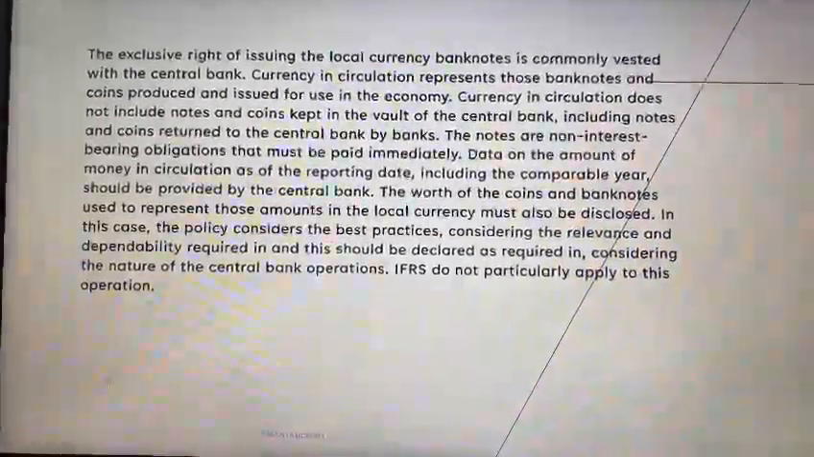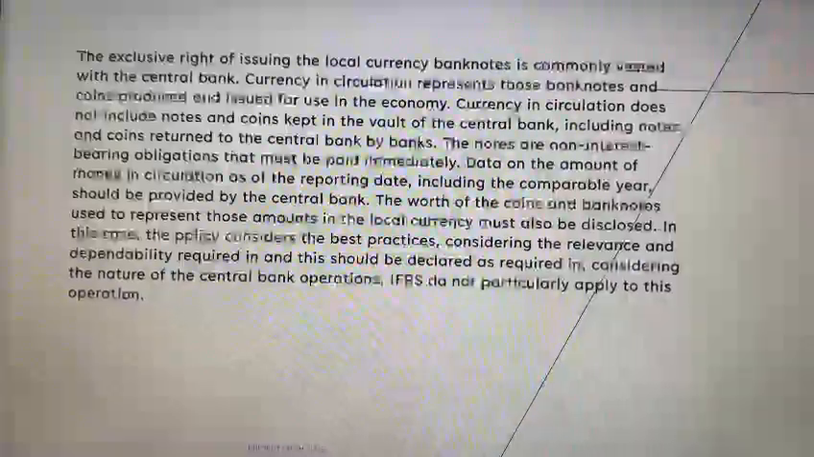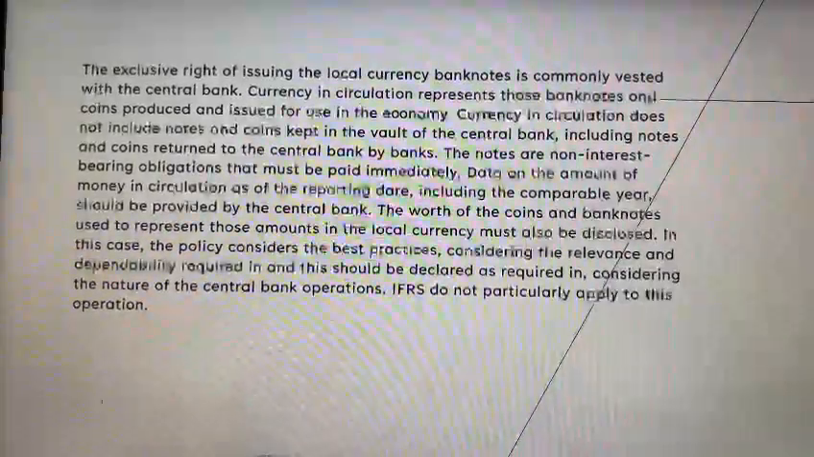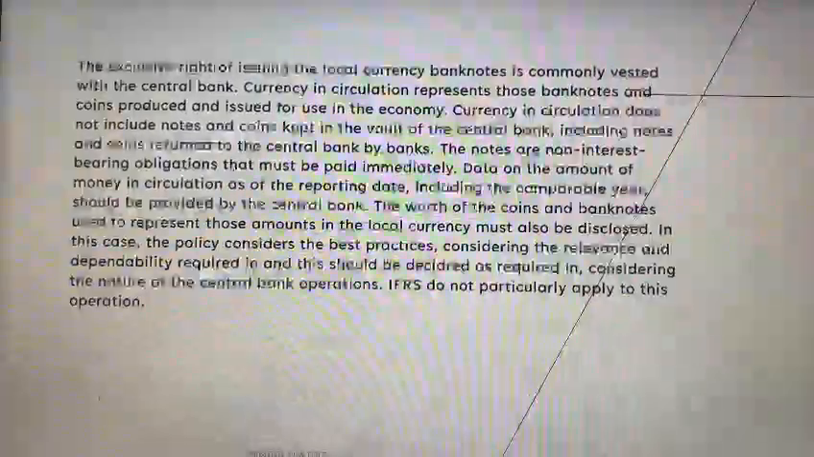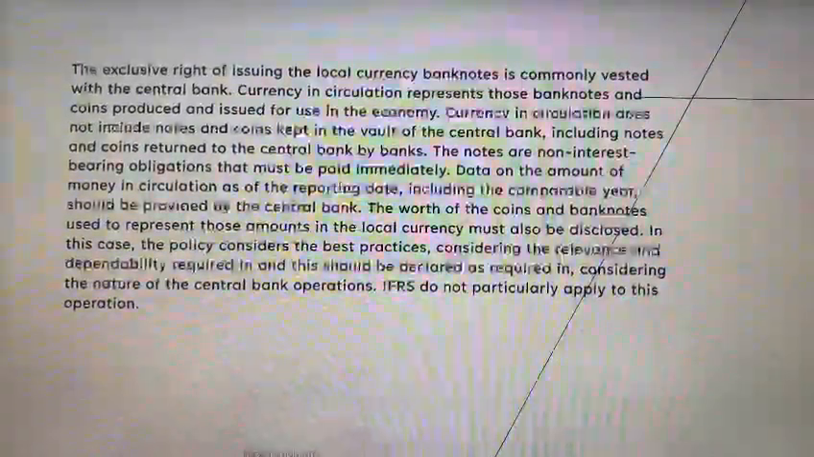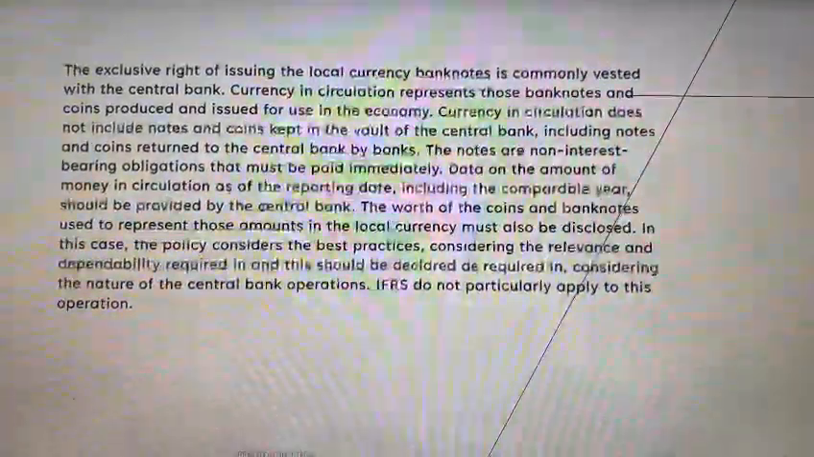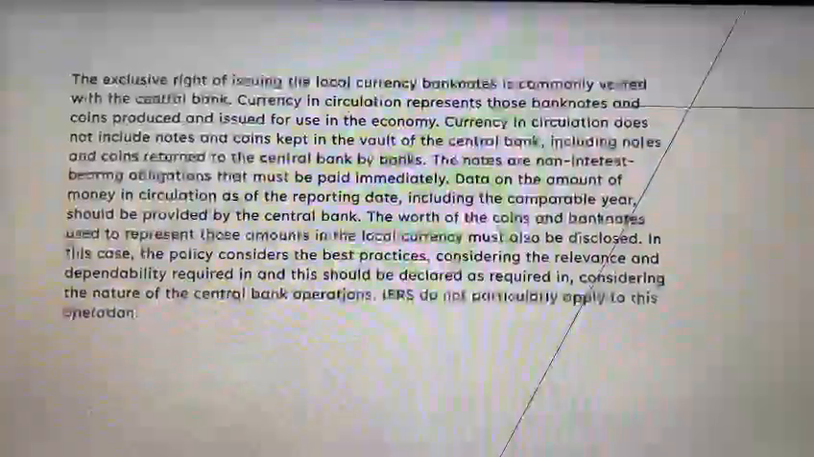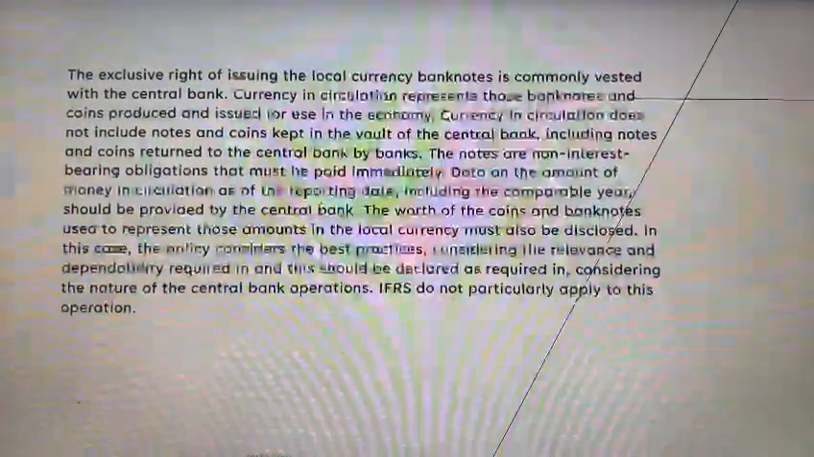Firstly, the exclusive right of issuing local currency banknotes is commonly vested with the central bank. Currency in circulation represents those banknotes and coins produced and issued for use in the economy. Currency in circulation does not include notes and coins kept in the vault of the central bank, including notes and coins returned to the central bank by banks. The notes are non-interest bearing obligations that must be paid immediately.